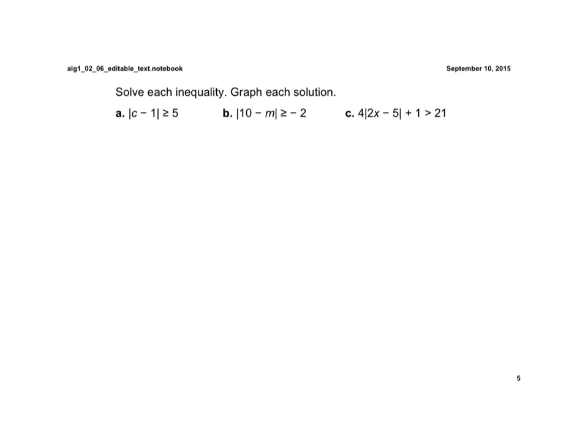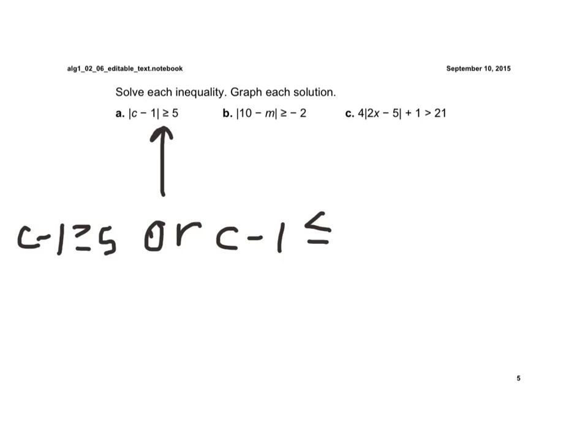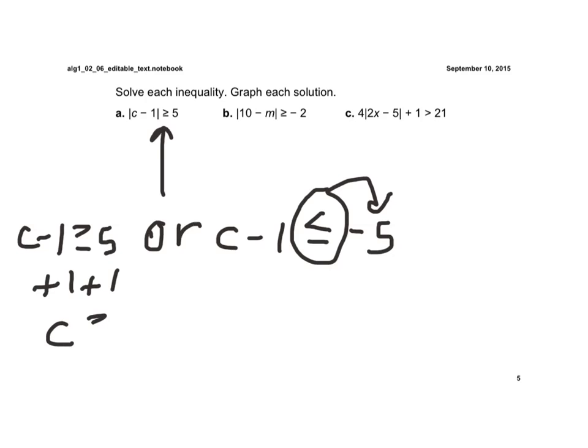All right, now we're going to be looking at ones that are all greater than. So when we have greater than or equal to, now we use the word or between them. So I set it up, c minus 1 is greater than or equal to 5, or c minus 1 is less than or equal to a negative 5. Again, notice how I always flip and change the sign of the number. So now I solve, I add 1, c is greater than or equal to 6, or I add 1, c is less than or equal to a negative 4.